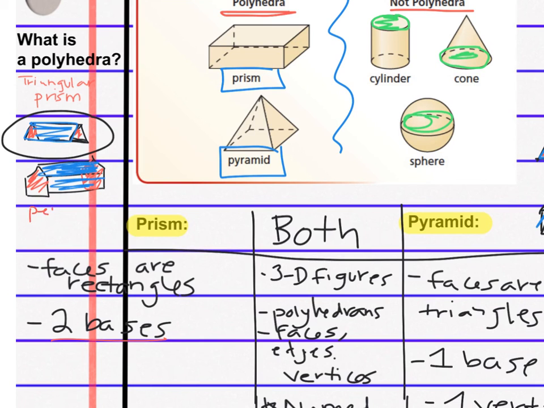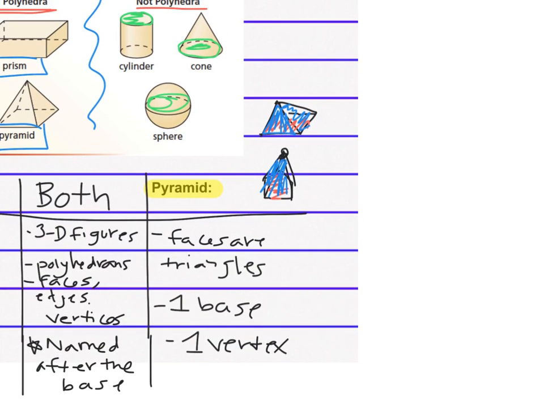Down here, this would be a pentagonal prism. So we name it after the shape of the base. Same thing for a pyramid. We would name this a square or rectangular pyramid, because the base is a square. This would be a pentagonal pyramid. So the naming system is kind of the same for both.